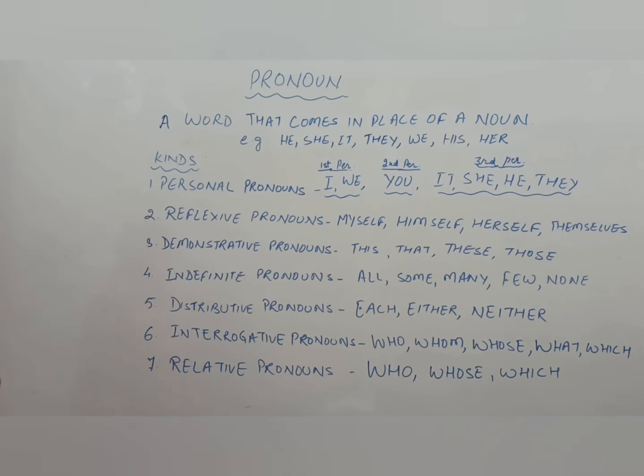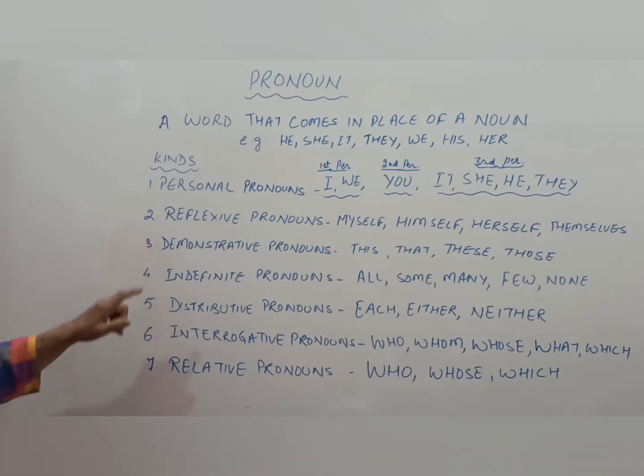I and we are first person pronouns, that is, the one who is talking. You is a second person pronoun. It, she, he, they are third person pronouns, that is, about whom the speaker is talking.